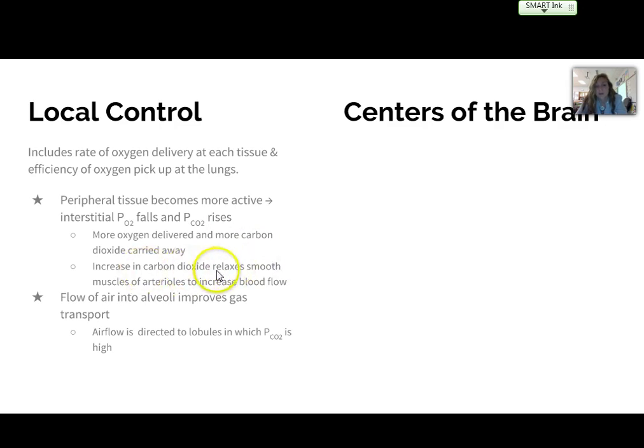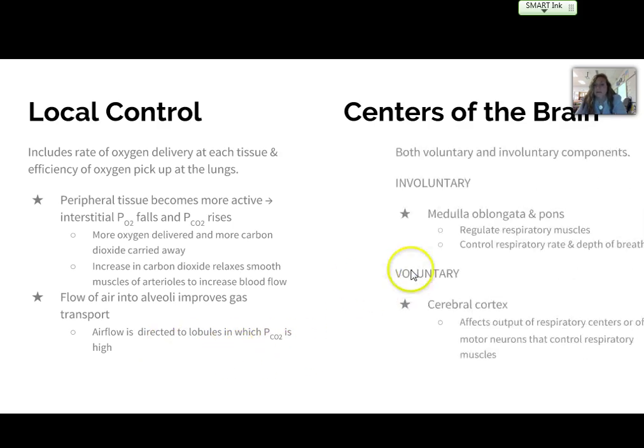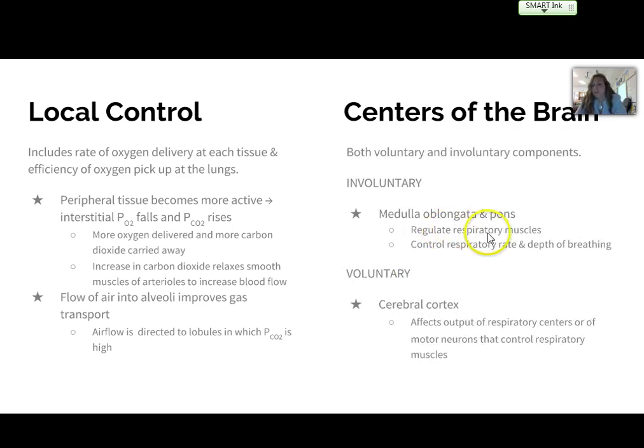The more oxygen delivered and the more carbon dioxide carried away is what would be the result. If we have an increase in carbon dioxide, this is going to relax the smooth muscles of the arterioles to increase our blood flow. And then the flow of air into the alveoli is going to improve our gas transport as well. This is going to involve airflow directed to the lobules in which the partial pressure of carbon dioxide is high.